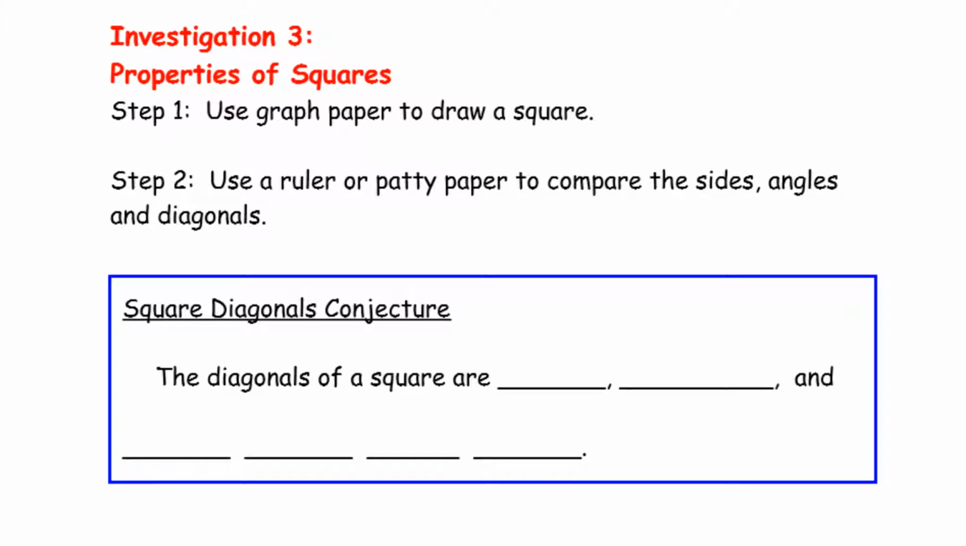So the diagonals of a square are congruent, they are perpendicular, and they bisect each other. Okay, so it's everything. It's the congruent from the rectangle. It's the perpendicular from the rhombus. And then they bisect each other. That's true with all parallelograms. That's a parallelogram trait.